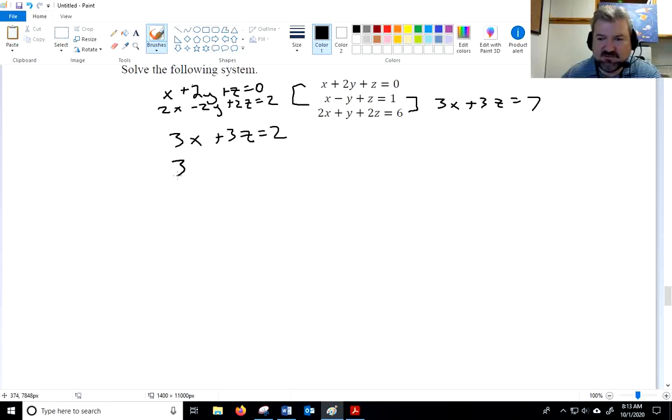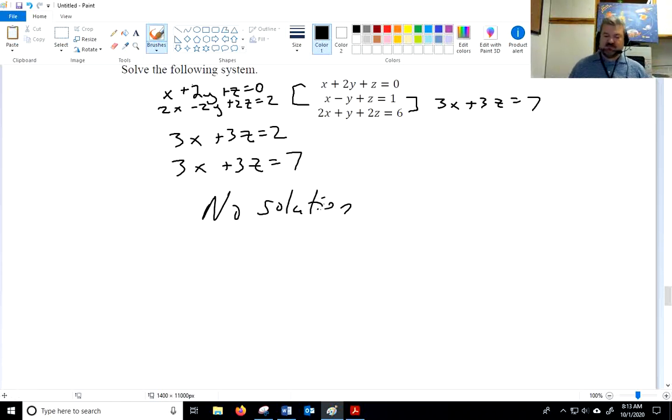These two lines are clearly parallel. They have the same slope, but they are not equal to the same constant. This is no solution. So that's when that happens. When you get the system that can't be solved, you know it's either no solution or infinitely many.